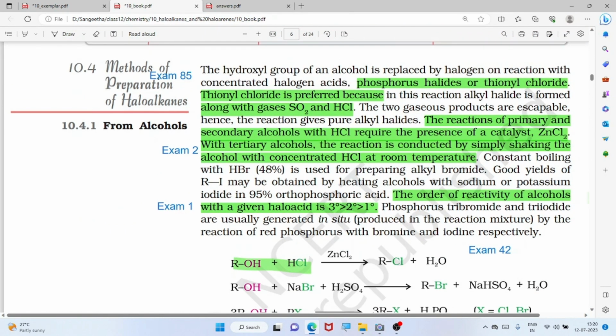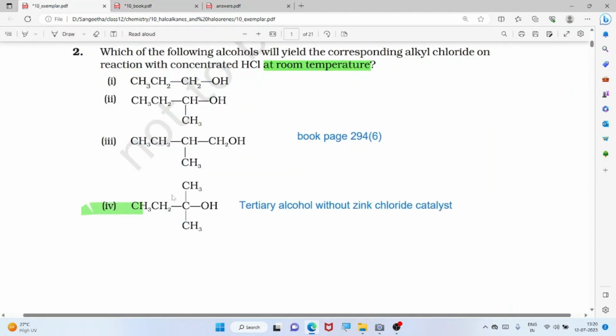So here the reaction of primary and secondary alcohols with HCl requires the presence of the catalyst zinc chloride. But for tertiary alcohols, the reaction is conducted by simply shaking the alcohol with concentrated HCl at room temperature, without the catalyst. So this is the tertiary alcohol, where the carbon atom is connected to 3 carbon atoms.